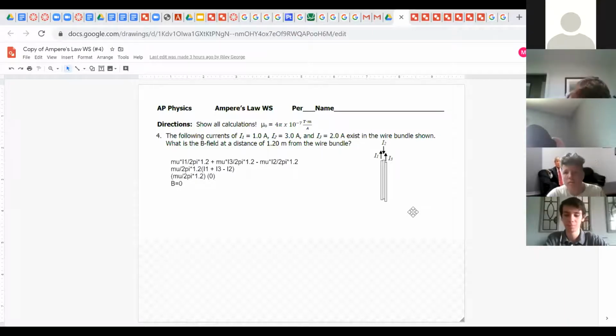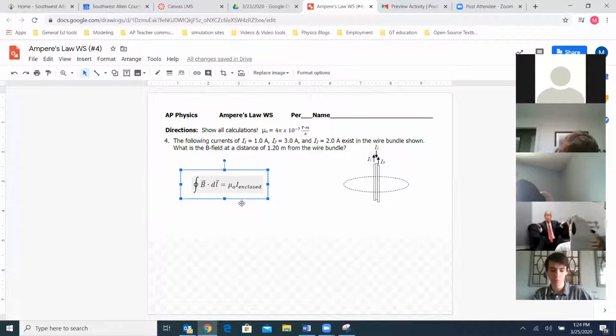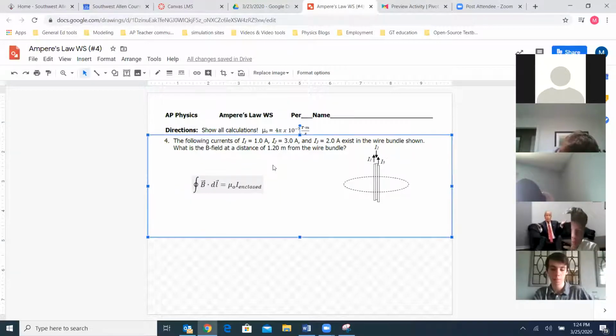I kind of want to show how to do that, though, also using Ampere's law. So that way works as well. So I'm going to go ahead and see if I can take control back. Okay. So for this one, if you're using Ampere's law, the I enclosed, you have I1 and I3 both going in the same direction. And so that would be 1 plus 2, that would be 3. And then you have I2 going in the opposite direction. So that would be kind of like -3. So the I enclosed would be 0.